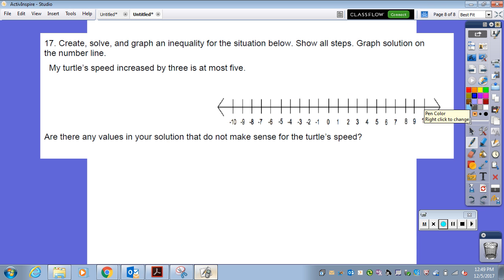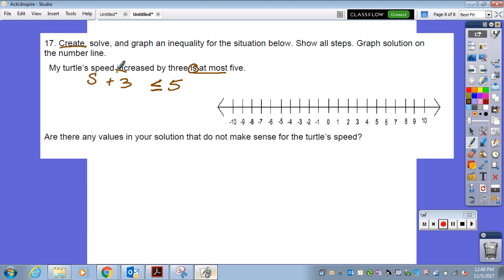The last problem, the word problem. It says to create, solve, and graph an inequality for the situation below. Show all steps. Then we're going to graph a solution on the number line. My turtle speed, which we'll call S, increased by, oh, there's the word is. I should have circled it. Is at most. So is less than or equal to 5. Is at most 5. So the turtle speed increased by 3 is at most 5. So S plus 3 is less than or equal to 5.